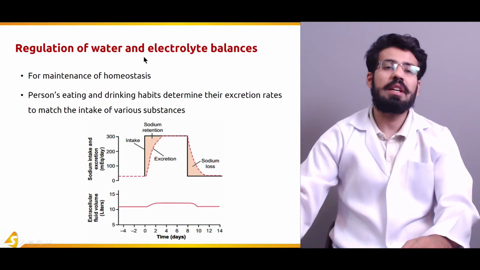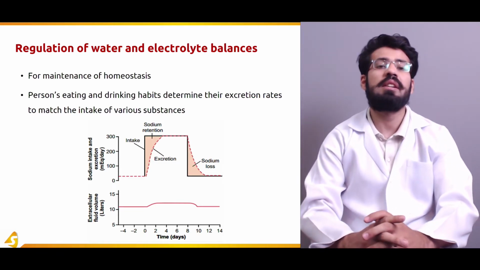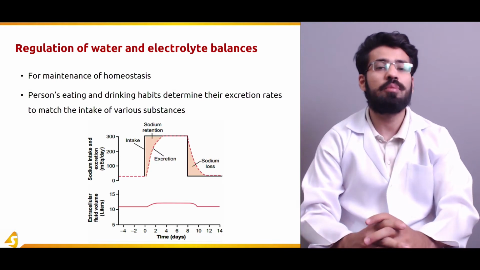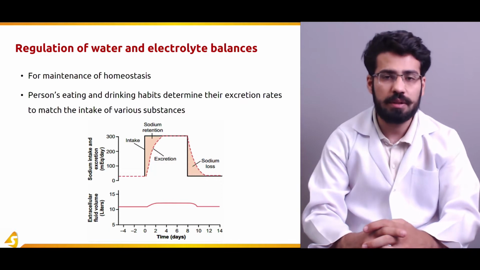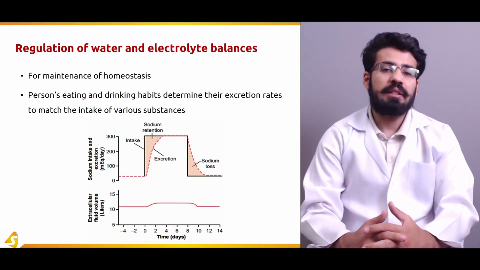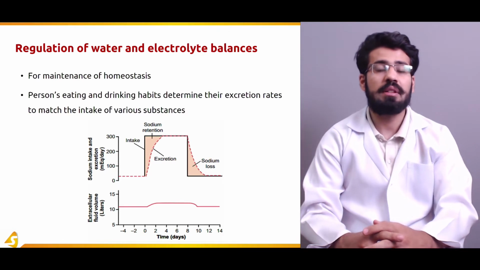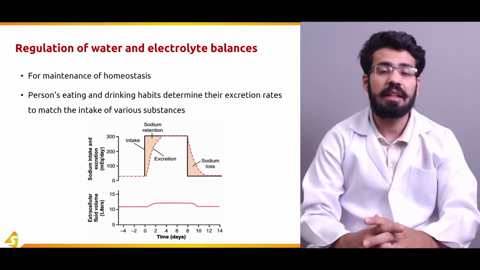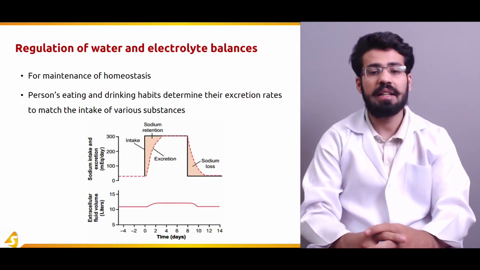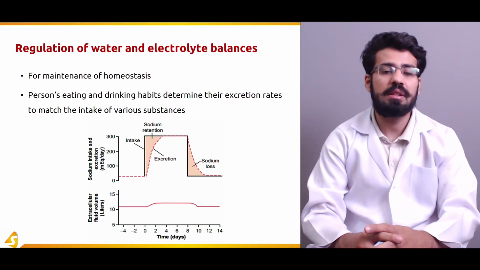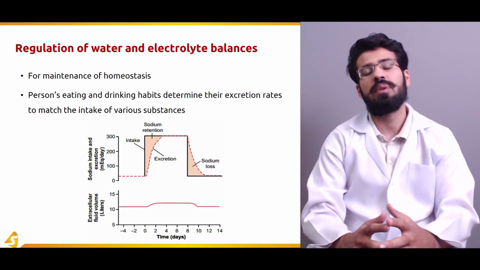The other important thing is the regulation of water and electrolyte balance. This is primarily the most important function of the kidney, along with various other functions which are equally important as well. This regulation of water and electrolyte balance is necessary because the kidney has to control homeostasis.